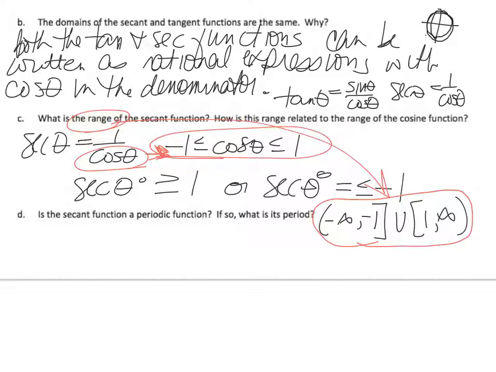Is the secant function a periodic function? Yes, it's periodic, and it can go all the way from 0 to 360, one period. So it repeats itself every 360 degrees.